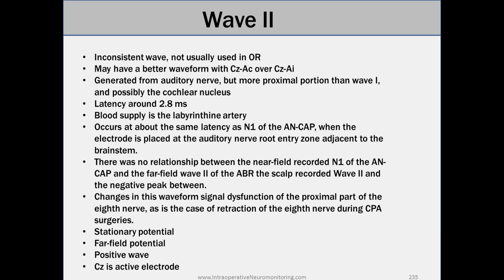There is no relationship between the near-field recorded N1 of the ANCAP and the far-field wave 2 of the ABR, the scalp recorded wave 2, and the negative peak between. Changes in this waveform signal dysfunction of the proximal part of the eighth nerve, as in the case of retraction of the eighth nerve during a CPA tumor surgery. This is also a stationary potential, also a far field like all the rest besides 1, a positive wave like all the rest except 1, and CZ is the active electrode like all the rest except for wave 1.